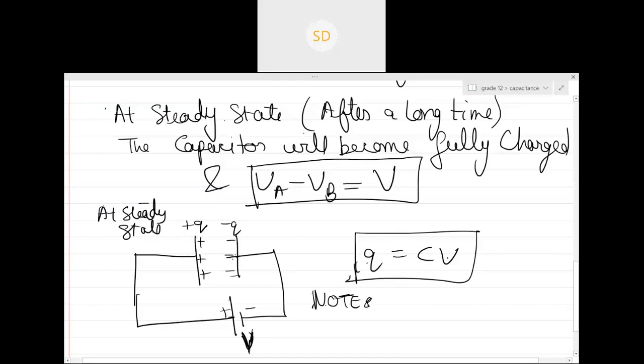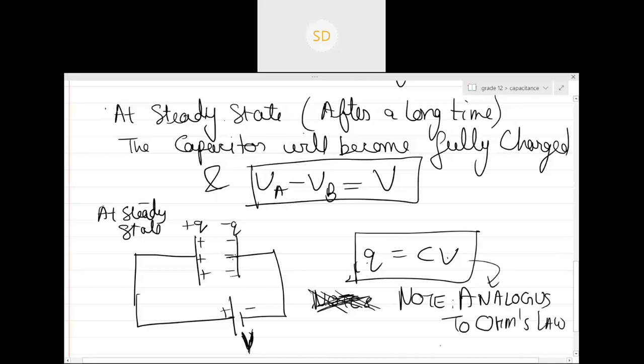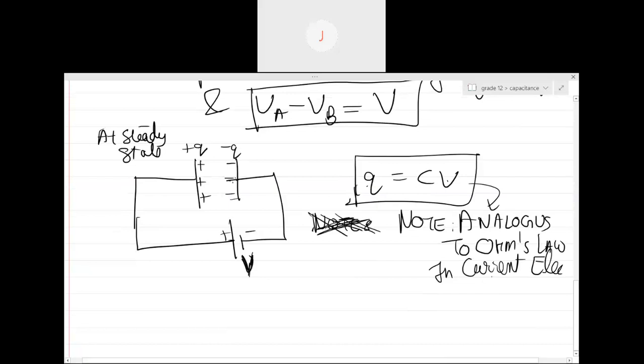Okay? Is this clear? Do you remember, this is just symmetric to Ohm's law? Note, this is analogous to Ohm's law in current electricity. Okay, guys, it's just like Ohm's law, we will be using this.